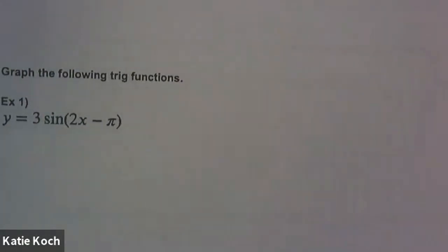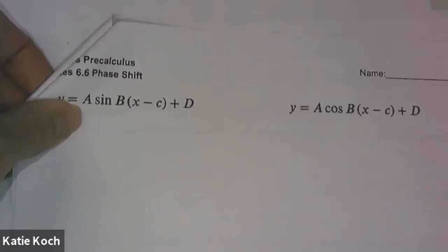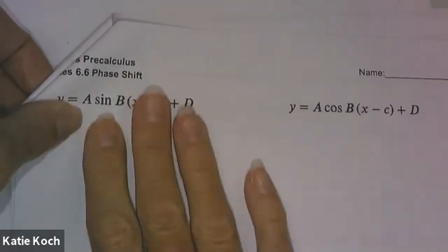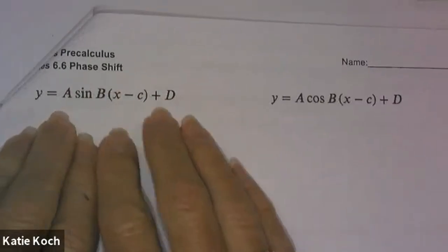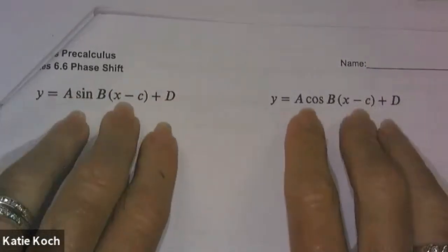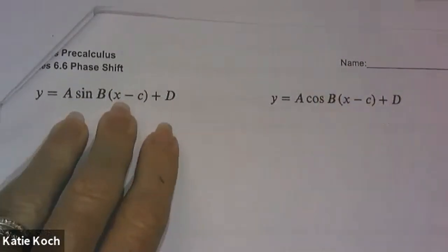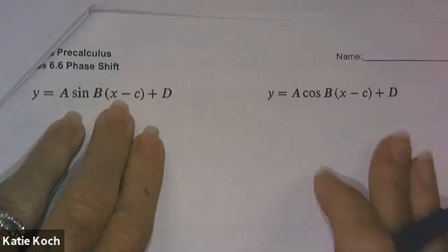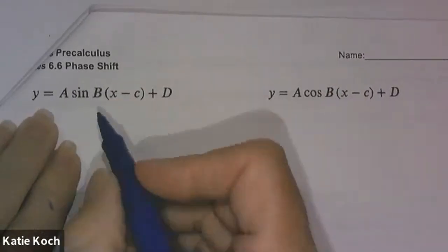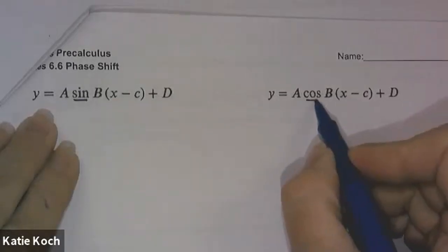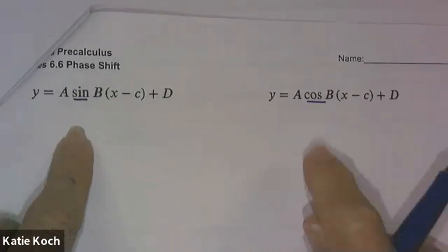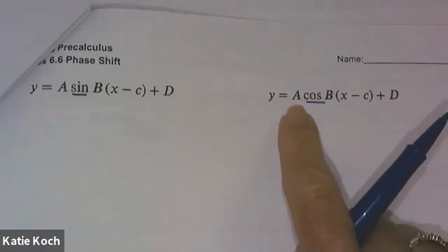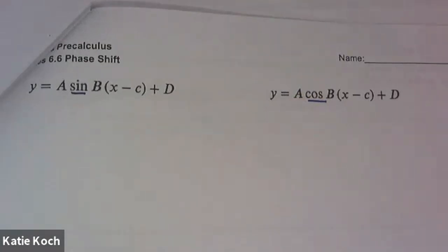So I am on notes 6.6, which is entitled Phase Shift. And the book sometimes uses different forms of the same equation. So I put these two forms up here, but I wanted you to break them down with me and realize some things. The first thing is that whether we're graphing sines or cosines today, we're going to have that coefficient of A. So A, as we know, is the amplitude.